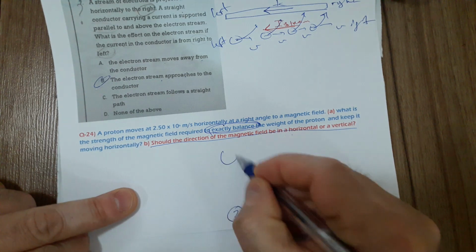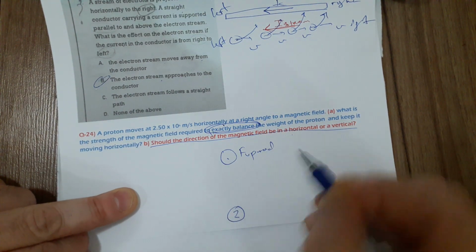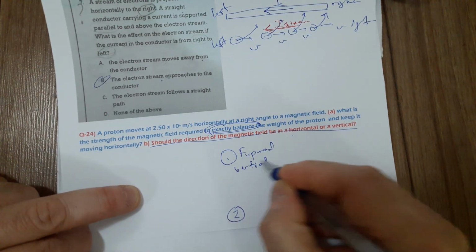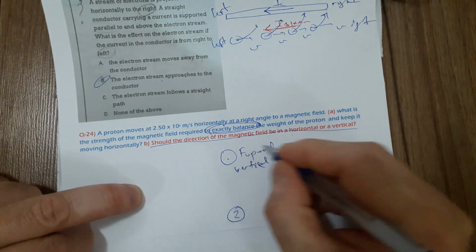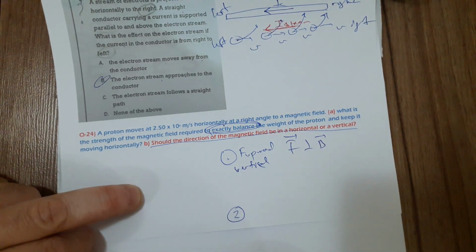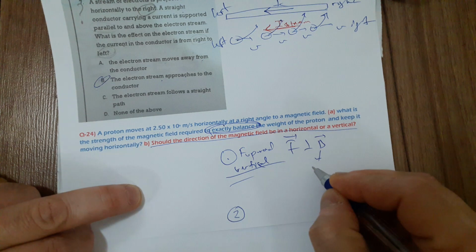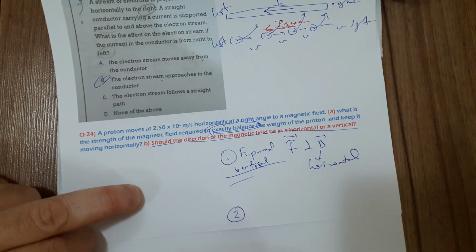So if the force acting on the proton is upward, which is vertical, because up to the sky means vertical, and we know that force and magnetic field are always perpendicular to each other. If force is vertical, magnetic field must be horizontal, of course. So this is the answer of this question.